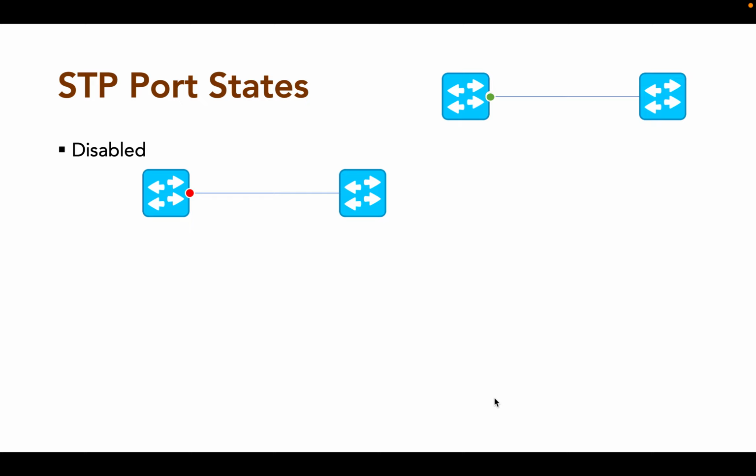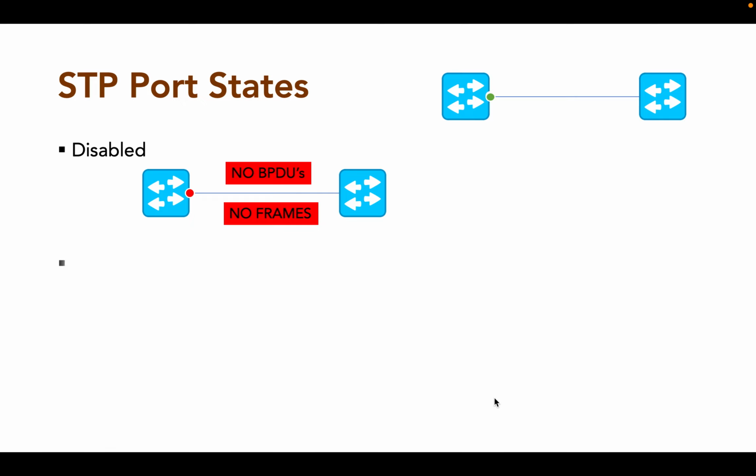In this state, it has both its physical and logical lines down. In regards to Cisco, this would be a down or an administratively down interface. A port in disabled state does not process BPDUs and does not forward any user traffic.